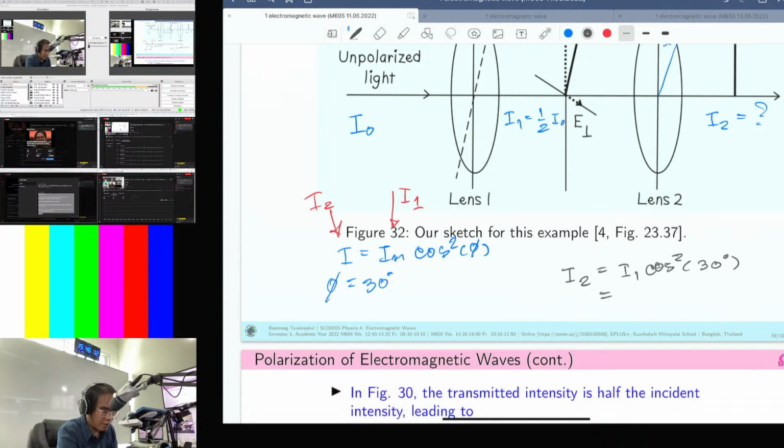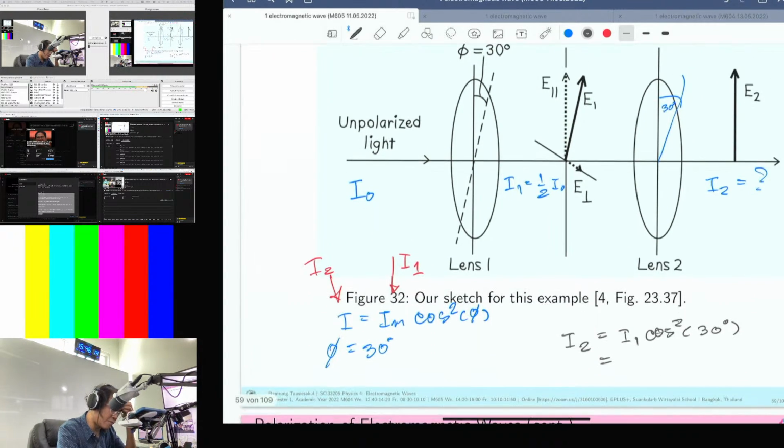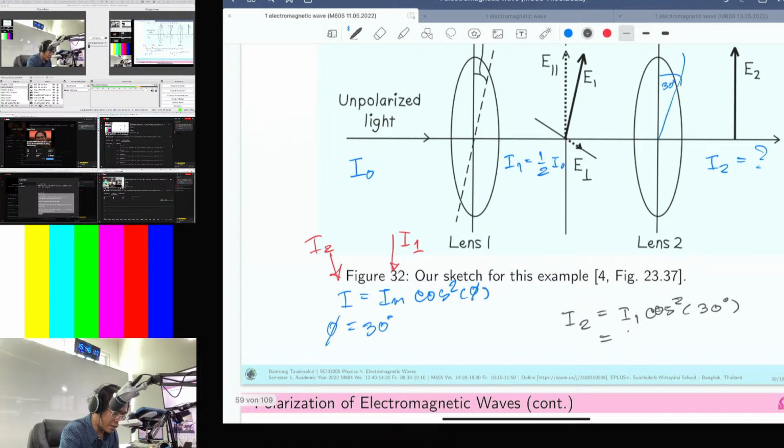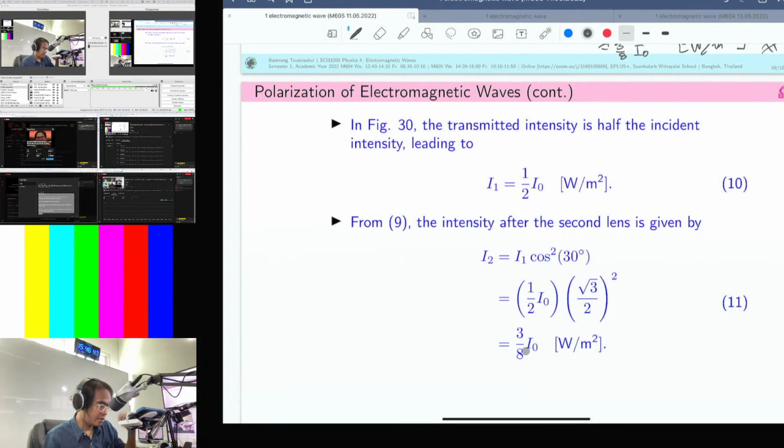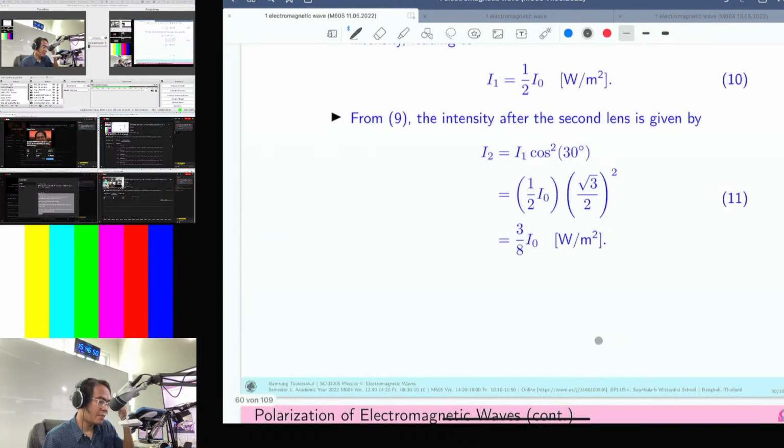But you know that I1 is half I0, 1 by 2 I0, and cosine 30 is square root 3 by 2. You have to square it. Once you make the computation, 1 by 2 and 3 by 4, it's going to be 3 by 8 I0. The unit is watt per square meter. That's what we could get for this problem: 3 by 8 I0 watt per square meter.